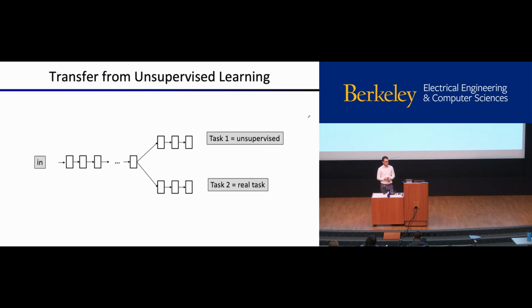Okay, so this is like transfer. Task 1 is we do an unsupervised learning task, or a self-supervised learning task. And task 2 is like the real task. That's what we want this thing to do.